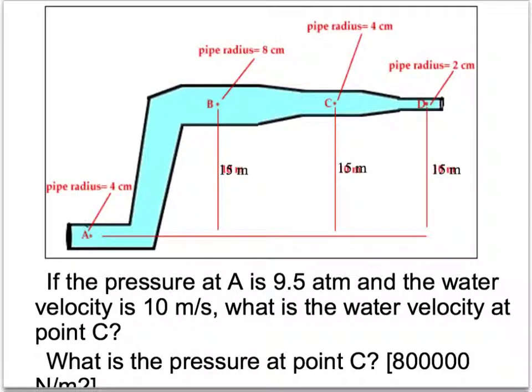If the pressure at A, this point right here, is 9.5 atmospheres, so I'm going to label this diagram just because there's a lot of space on it. So right here at A, pressure equals 9.5 atmospheres. And the water's velocity is 10 meters per second, so V is 10 meters per second. What is the velocity of the water at point C? So we want to know the velocity up here. Well, we just learned an equation, Bernoulli's equation, that can take pressures and tell me a velocity. So let's see if that helps.